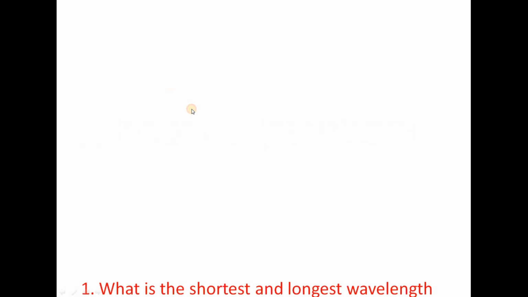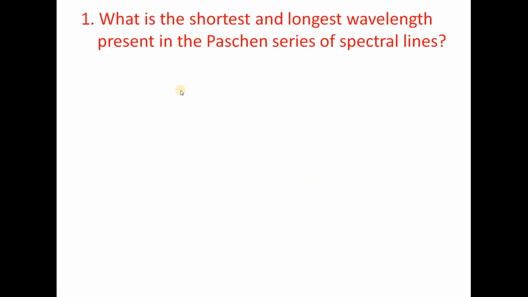Now let us solve some numerical problems related to atoms. Now let us see the first problem. The first problem is a problem in the NCERT book. What is the shortest and longest wavelength present in the Paschen series of spectral lines? Now by this time you know that for the Paschen series, the transition has to take place from n2 greater than or equal to 4 to n1 is equal to 3. We are going to get the Paschen series.